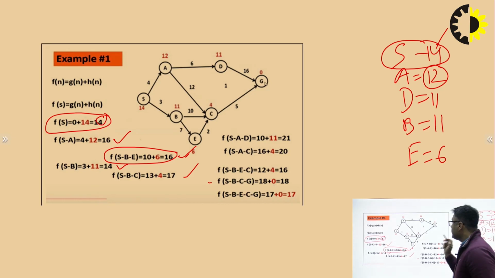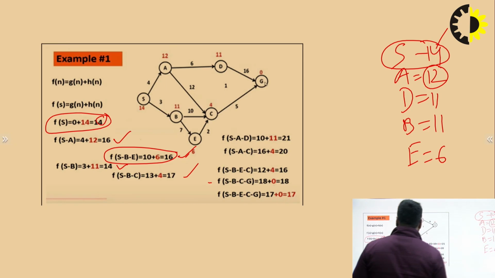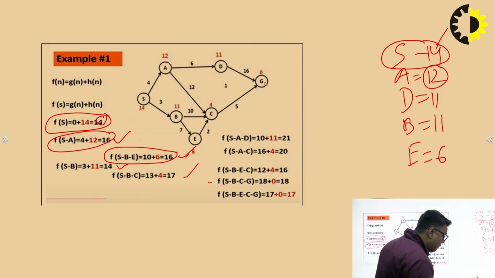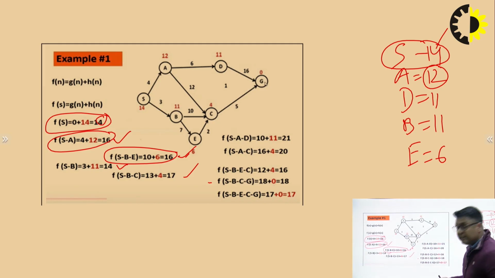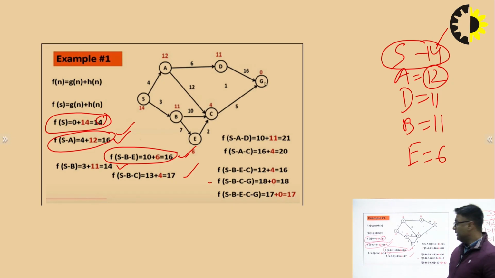But one question arises here. Initially, in the starting point, S to A cost is 16, and S to B to E cost is also 16. With the same cost value, both paths are considered, so we first explore one path and then the other.